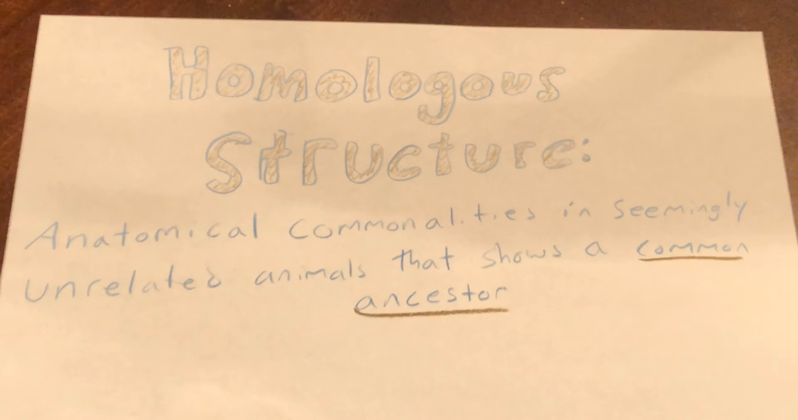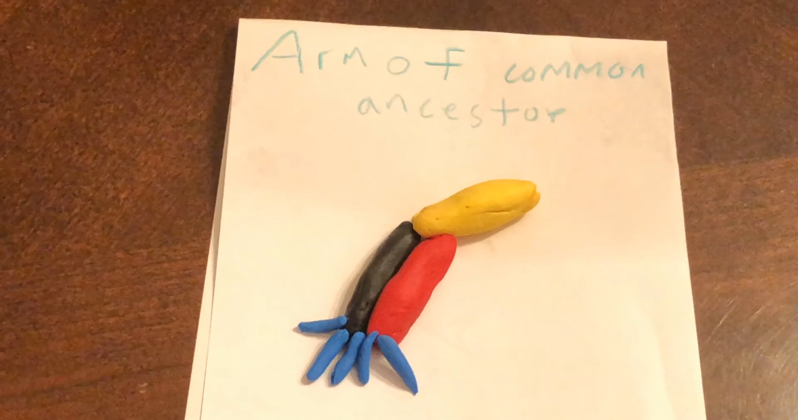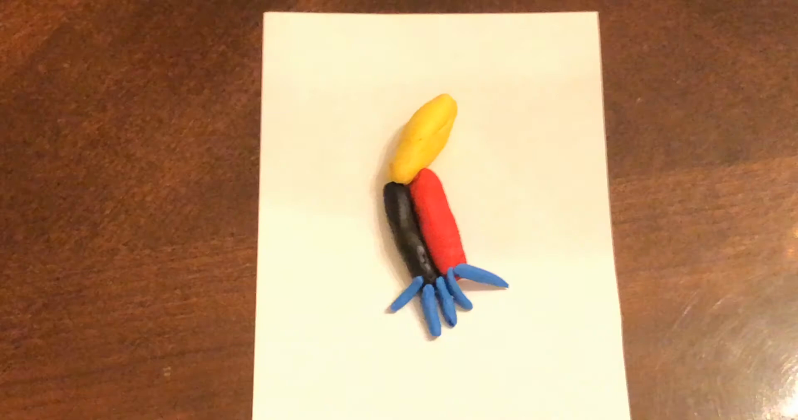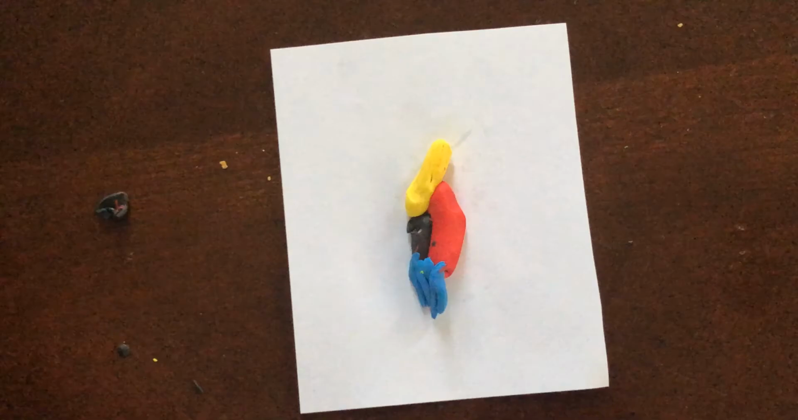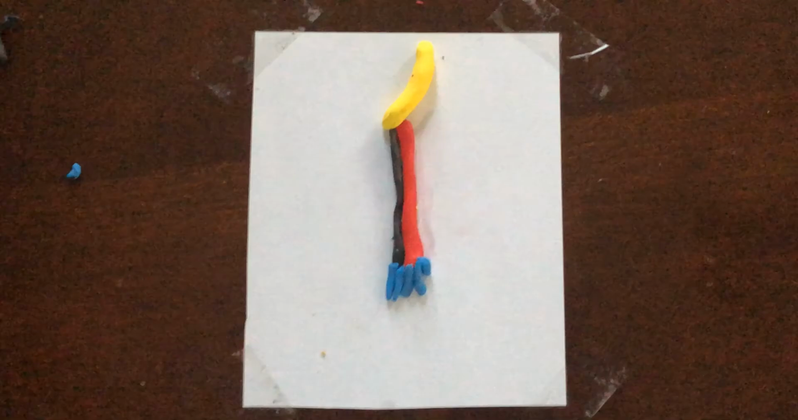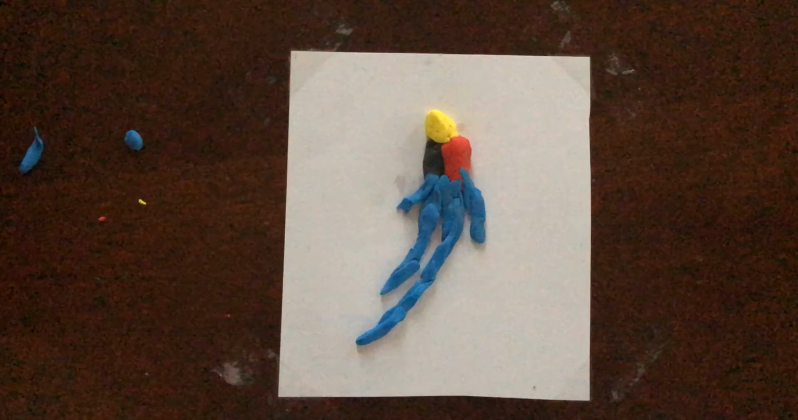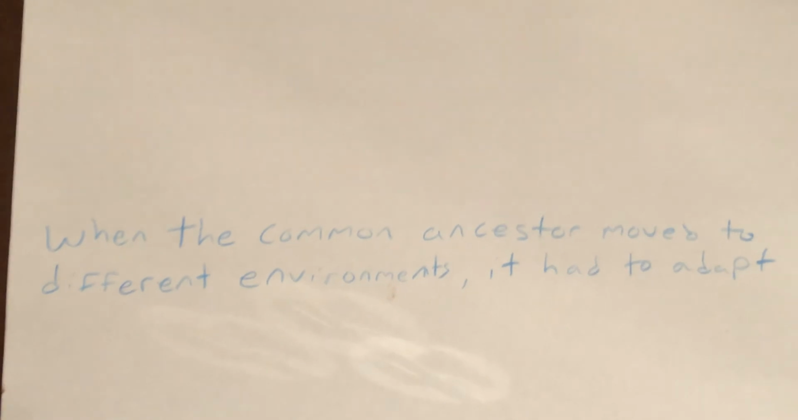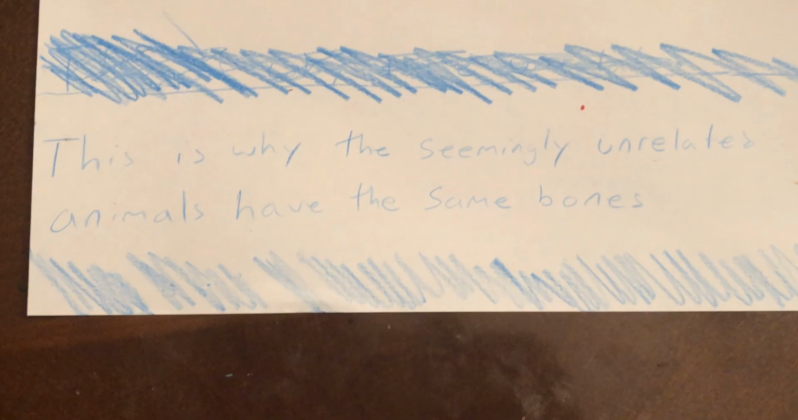A homologous structure is an anatomical commonality in seemingly unrelated animals that shows a common ancestor. So here we've got the arm of a common ancestor. It moves to these different environments. So it goes to the cave and turns into a bat wing, moves to the grasslands and turns into a horse leg, moves to the jungle and turns into a jaguar arm or leg, moves to the water and turns into a whale fin. So this is evidence for evolution. When the common ancestor moved to different environments, it had to adapt. And this is why seemingly unrelated animals have the same bones.